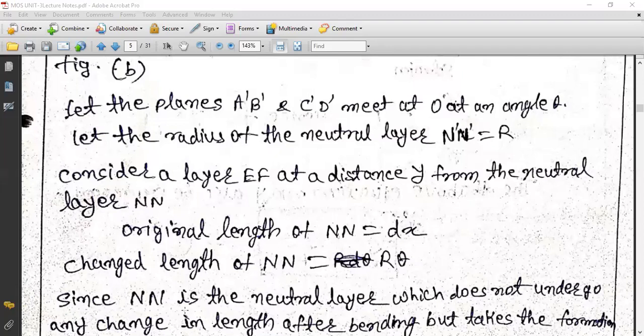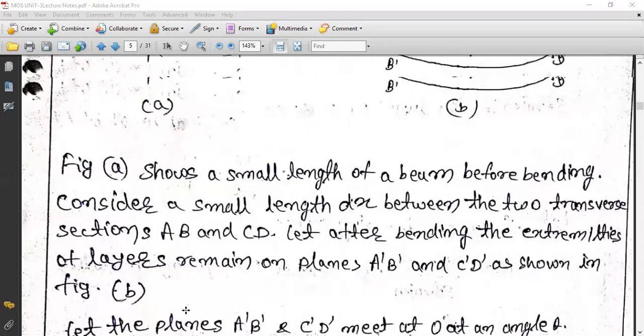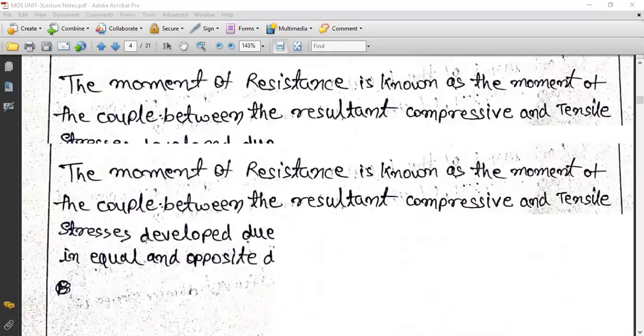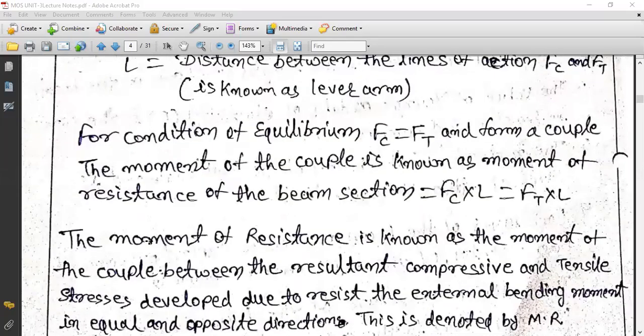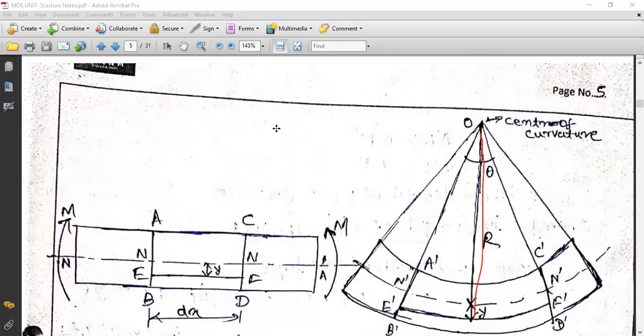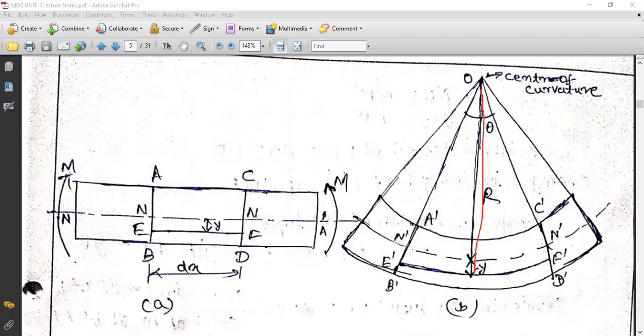So the moment of resistance is clear now. Next you go to the bending equation. So what is the bending equation? Just to see the bending equation, take one part of the beam. One beam is given, and we take a portion of the beam.